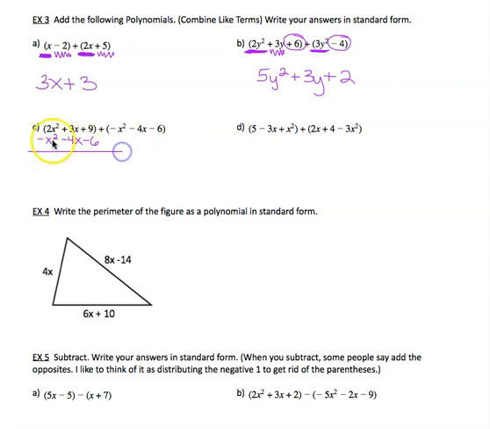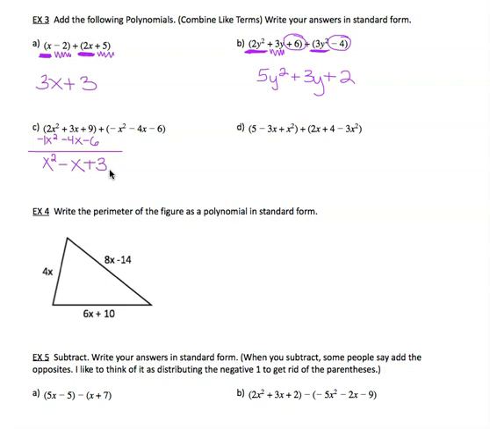And so remember that -x squared is the same as -1x squared. So I have 2 minus 1, which is 1. So just plain x squared. We don't need the 1 in the final answer. Then I have +3 plus -4, which would be -1. So minus x. And then +9 plus -6, which gives me +3. So x squared minus x plus 3.